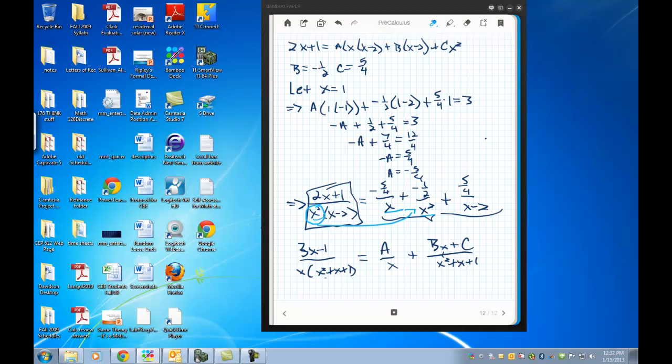Now, in this case, look, this is not factorable. It doesn't look like a perfect term squared. Okay? It's not factorable, so I have to write a linear term over it.